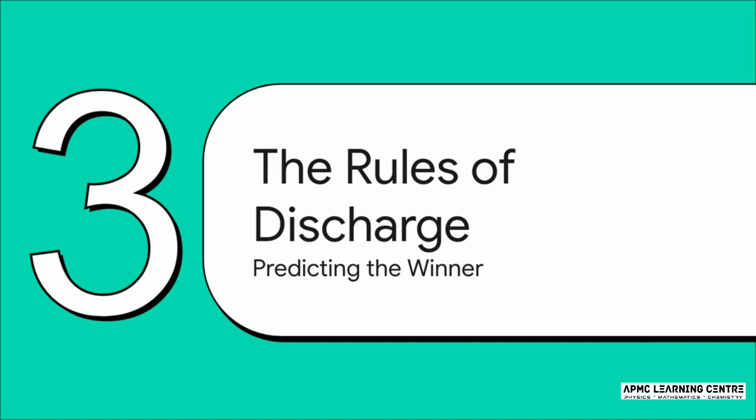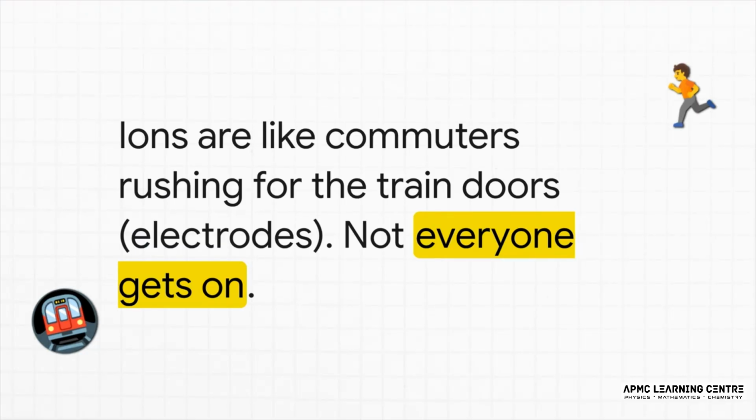All right, so with 4 ions all competing, it's chaos. We need a rule book. We need a way to predict who's going to win the race to each electrode. So how do we do it? Okay, let's try an analogy to make this stick. Picture a really busy subway station at rush hour. The ions? They're all the commuters, scrambling to get on the train. And the electrodes, those are the train doors. Now, not everyone gets on at once, right? There's a big rush, and only the ones who are quickest, or maybe just the ones who are crowded right up against the door, get through first.